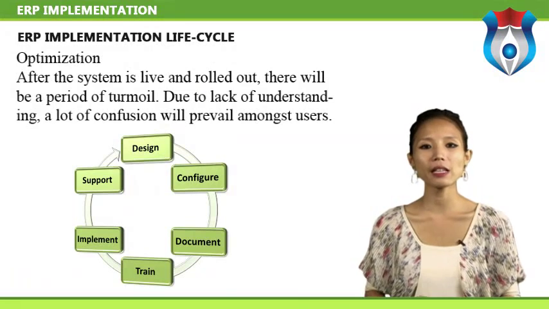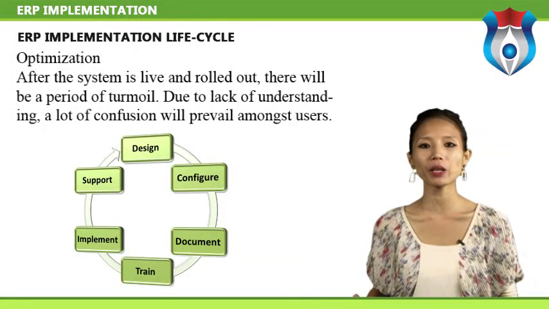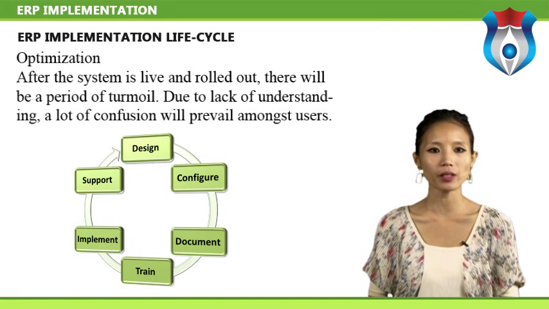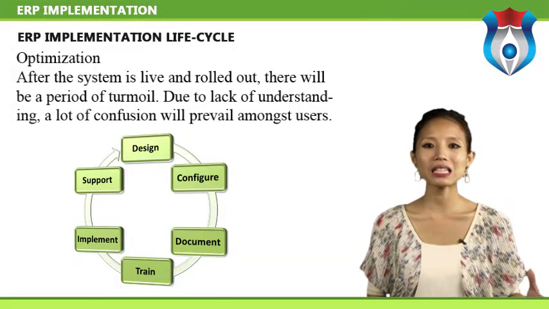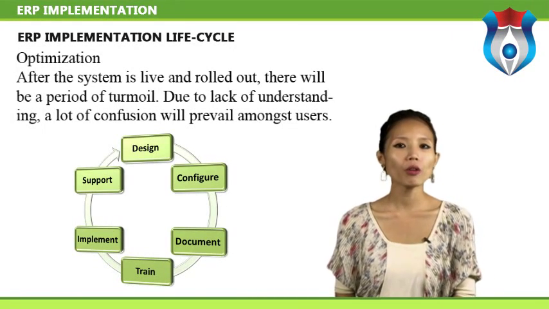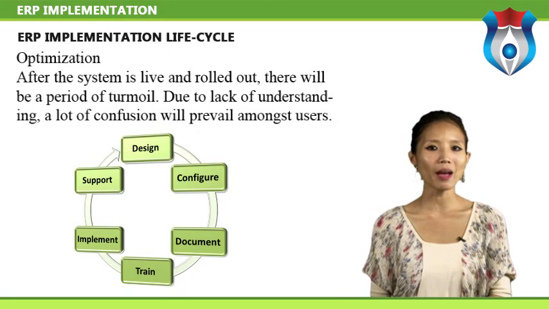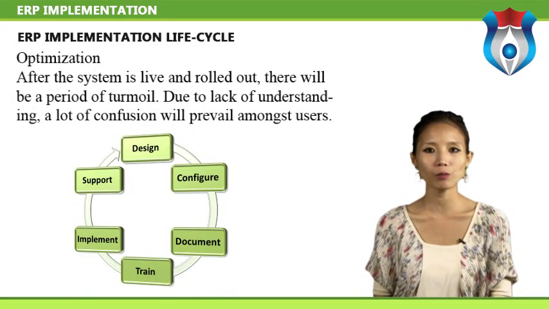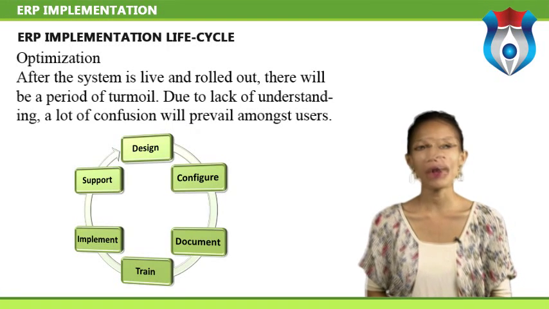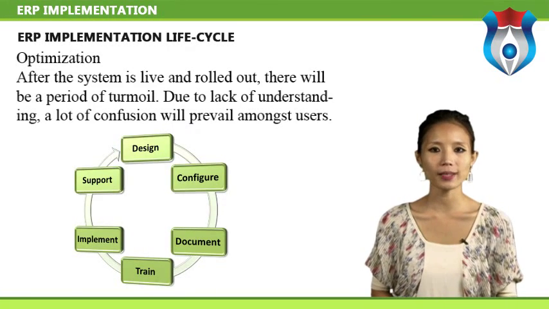After the system is live and rolled out, there will be a period of turmoil. Due to lack of understanding, a lot of confusion will prevail amongst users. There will be teething problems and some software bugs will invariably appear. With retraining, some tweaking of the system and assistance from a responsive help desk, this phase should be over within 6 months to 1 year and the system should start stabilizing.